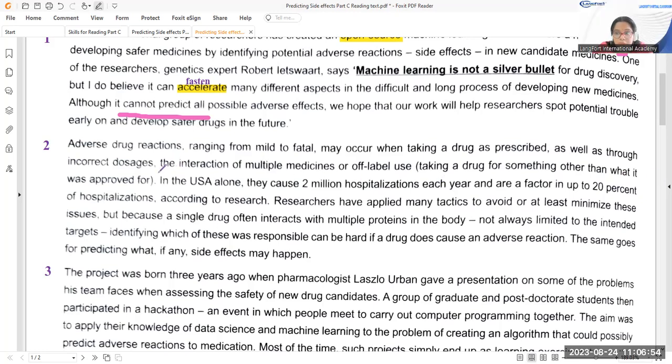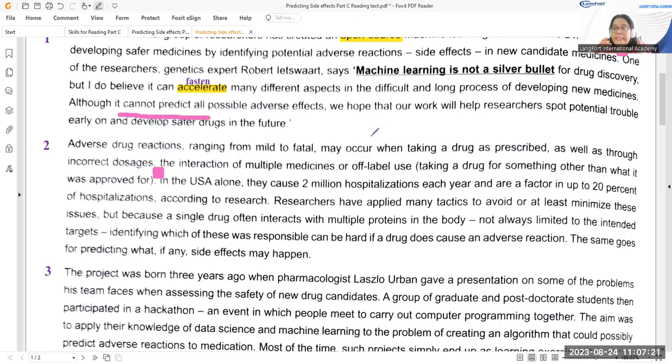Okay, Smita, can you read the first sentence for me, please? Yes, ma'am. Adverse drug reactions ranging from mild to fatal may occur when taking a drug as prescribed, as well as through incorrect dosages, the interaction of multiple medicines, or off-label use, taking a drug for something other than what it was approved for. Okay, so approved for.